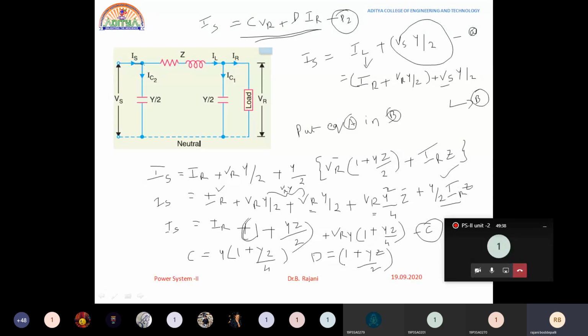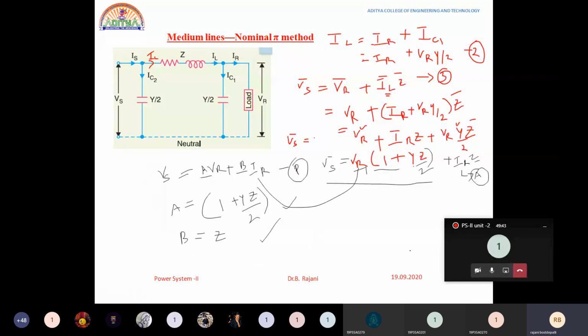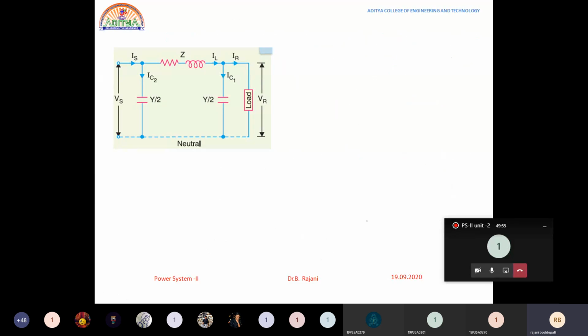See here, D is equal to 1 plus YZ by 2. What is A? 1 plus YZ by 2. So we can say that A is equal to D, 1 plus YZ by 2. I'll write here all four parameters. Let us check whether AD minus BC is equal to 1 or not.